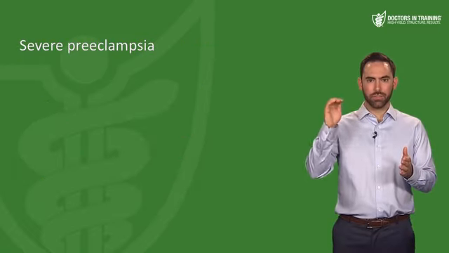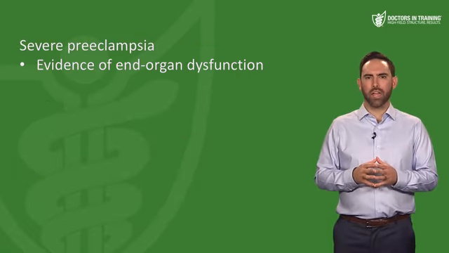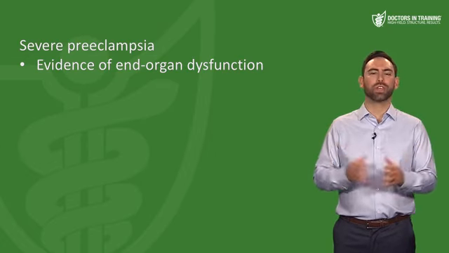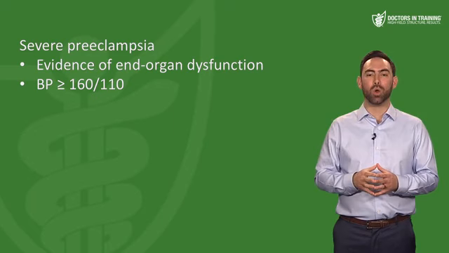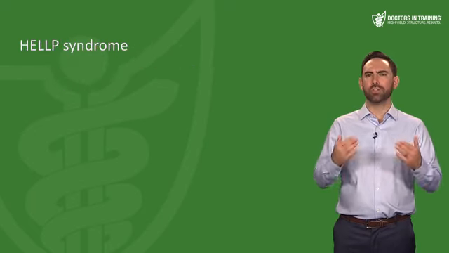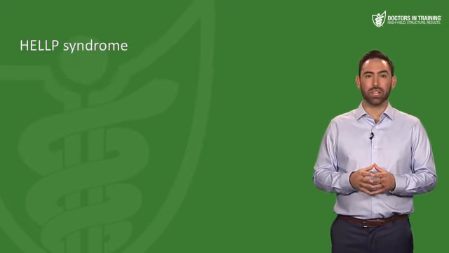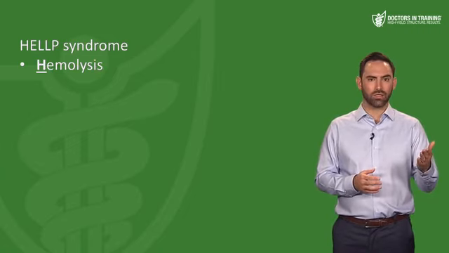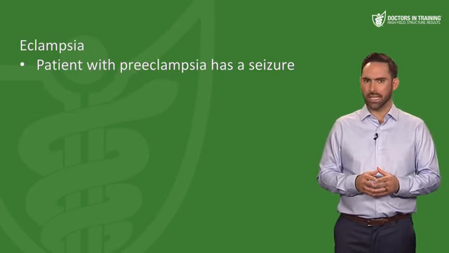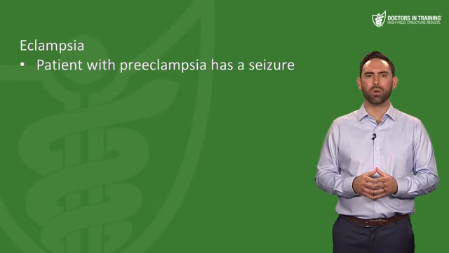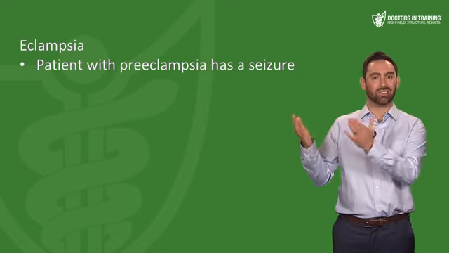Preeclampsia is considered severe when there's evidence of end organ dysfunction, all those things I just mentioned, or if the blood pressure is greater than 160/110. Then there's a variant of severe preeclampsia known as HELLP syndrome. HELLP stands for hemolysis, elevated liver enzymes, and low platelets. And finally, eclampsia is when someone with preeclampsia has a seizure.